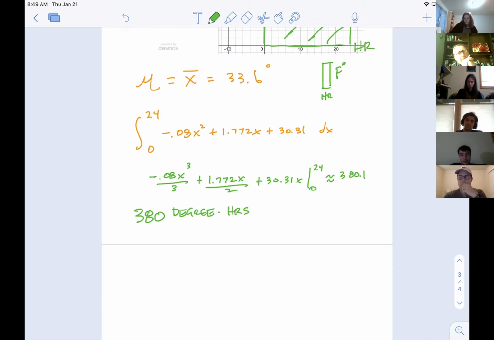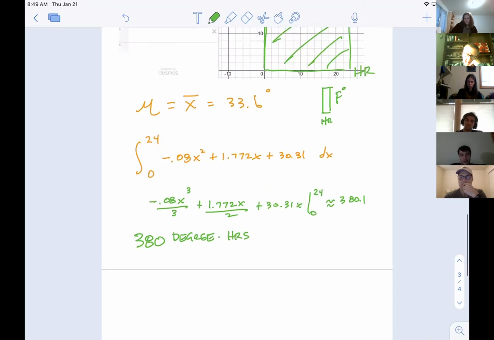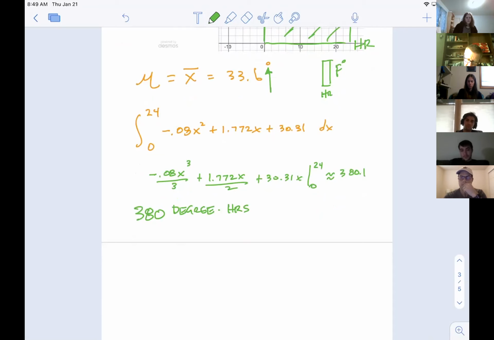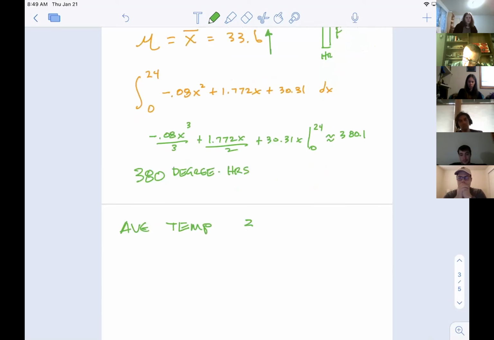So the average temperature is measured in degrees, right? The question is, does it make sense to you then to get the average temperature that I would take 380 degree hours and divide by 24 hours? Because then the hours would cancel and I'd have degrees. So 380 really is kind of meaningless.